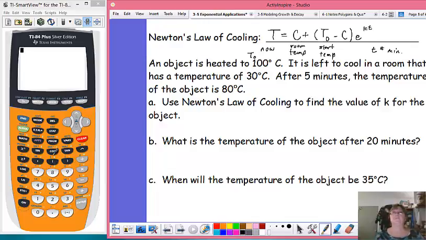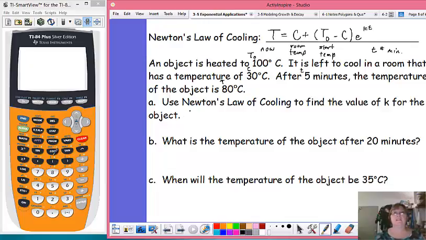It's left to cool in a room that has a temperature of 30 degrees Celsius. So this is our C, that's room temp. After 5 minutes, so here's the time that we're looking at, the temperature of the object is 80 degrees. So this is the now temperature, or just T. Use Newton's law of cooling to find the value of K for the object. Okay, we can do that.